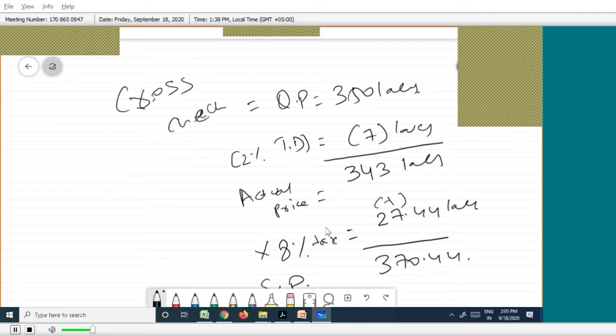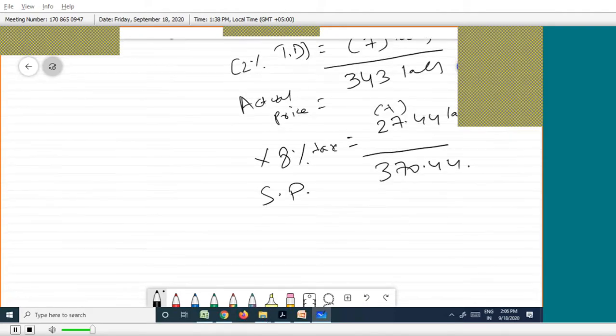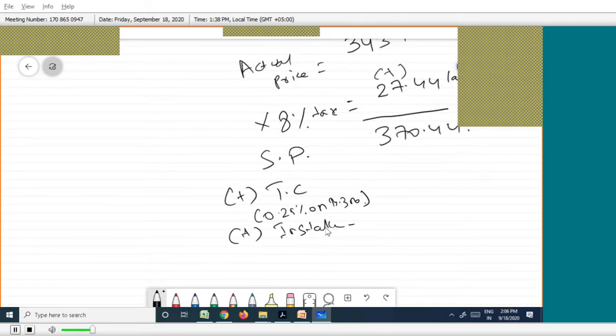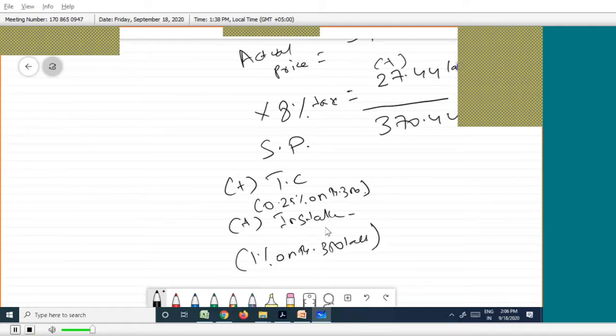So what is the next step, sir? The selling price is identified now. On the selling price, they incur some additional expenditure, that is transportation charges and installation charges, on what? On the quoted price. What is my quoted price? Transportation charges 0.25% on rupees 350 lakhs. That is the quoted price, because my 350 is my quoted price. Similarly, installation 1% on rupees 350 lakhs.